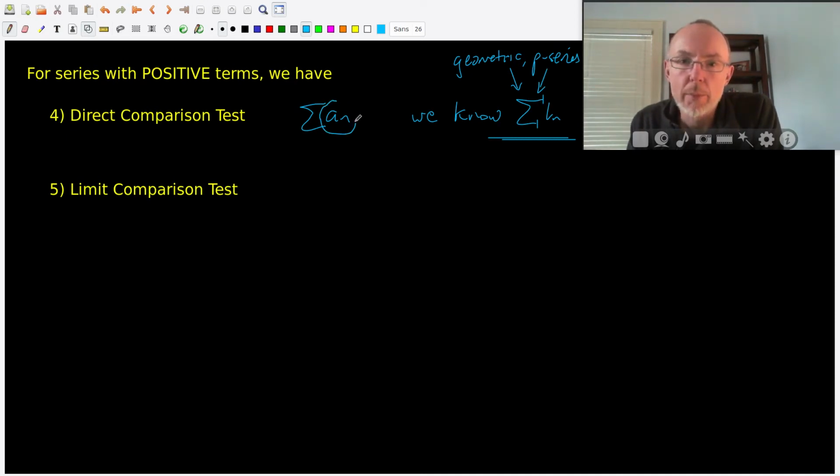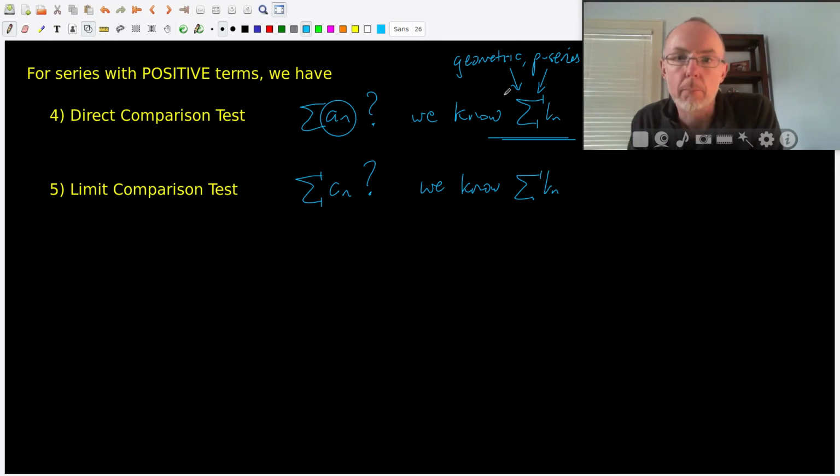Now, this is what the direct comparison test says. If everything's positive, but these numbers are bigger, and this series diverges, then so will that one. But if these numbers are smaller and this one converges, then so will that one. That was our direct comparison test. The limit comparison had the same idea. We're asking questions about the sum of the a_n, and we know the sum of the b_n because, again, it's geometric or it's a p-series.